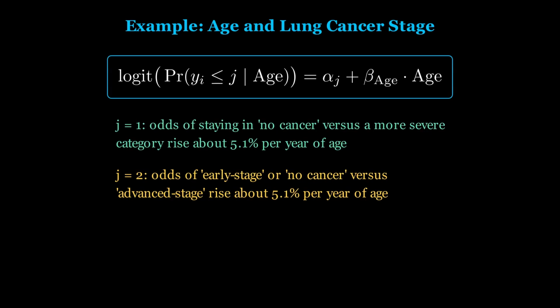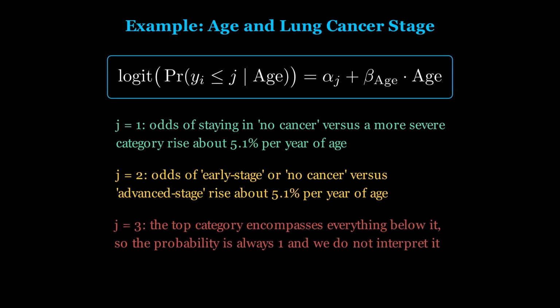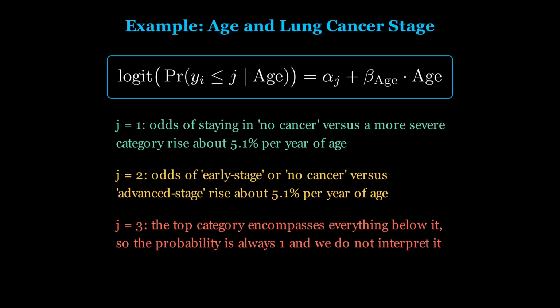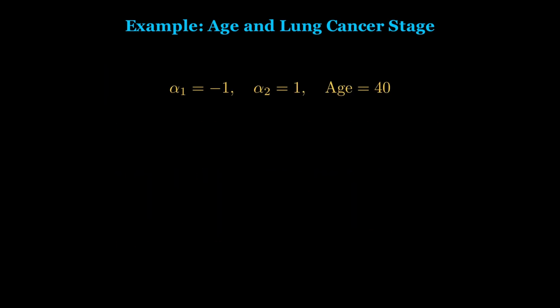For j equals 2, the odds of being in early stage or no cancer versus advanced stage increase by the same 5.1%. And for j equals 3, since this is the highest category, it encompasses everything below it. The probability is always 1, so we don't interpret a logit for it separately. This is why we have 2 cut points, not 3. Now let's put in numbers.